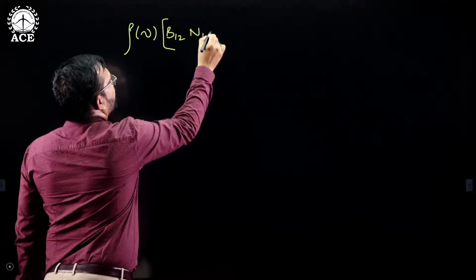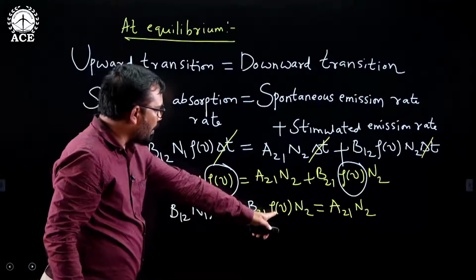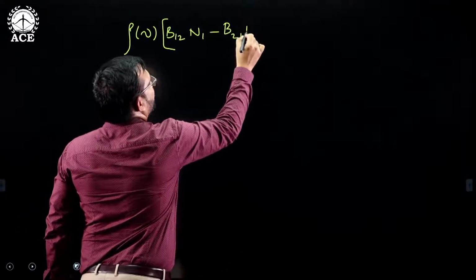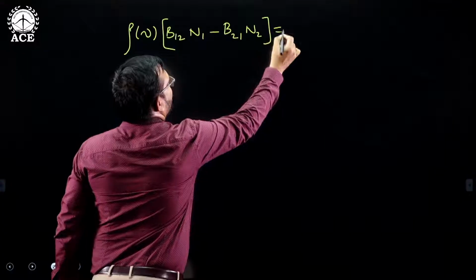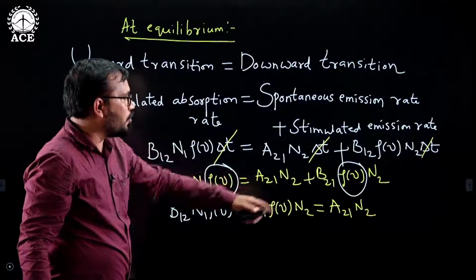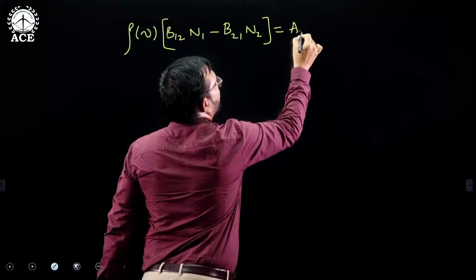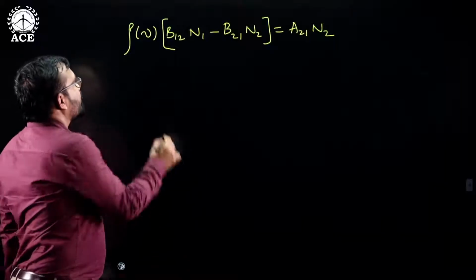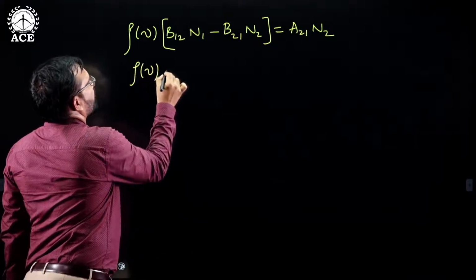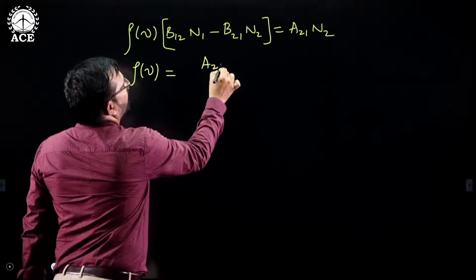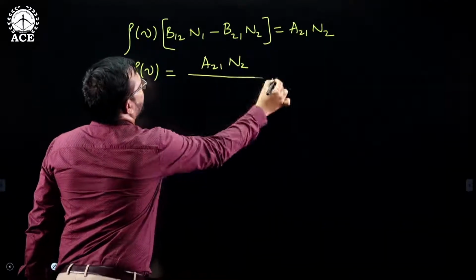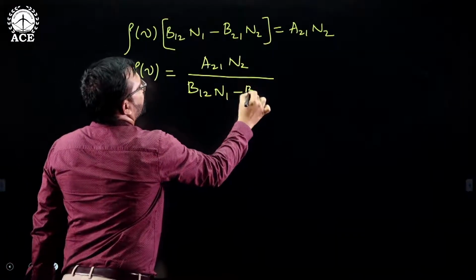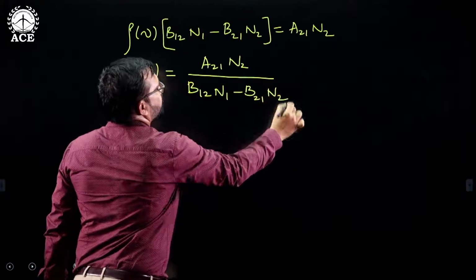B12 N1 minus, similarly, rho nu common, B21 N2. What you are having on the right side? A21 N2. So from this, what can you write for rho nu? Rho nu is equal to A21 N2 by B12 N1 minus B21 N2.